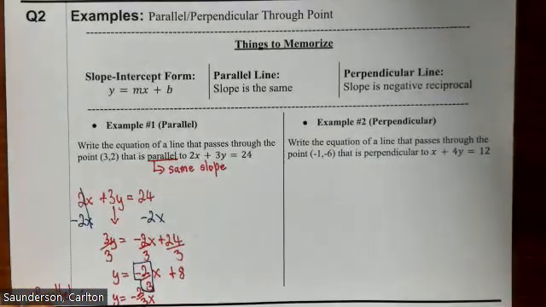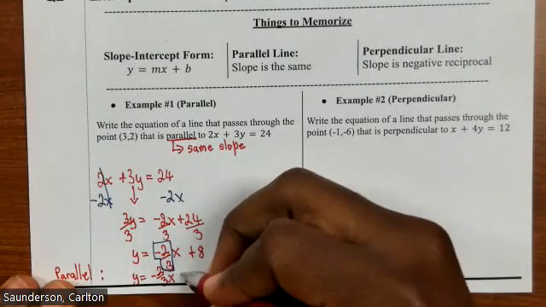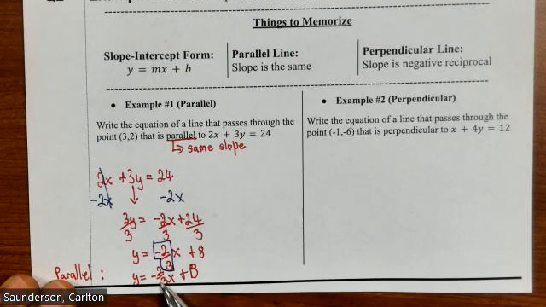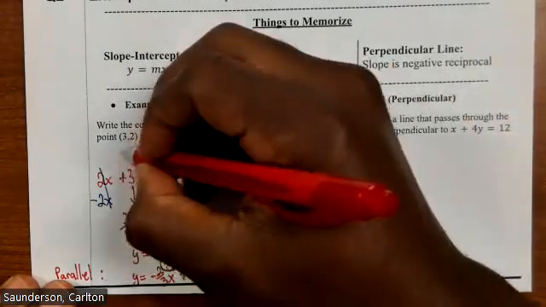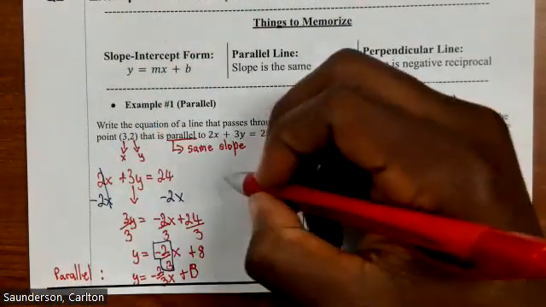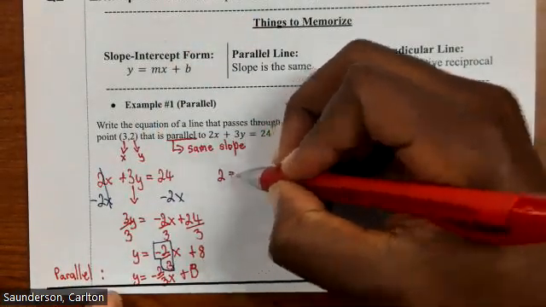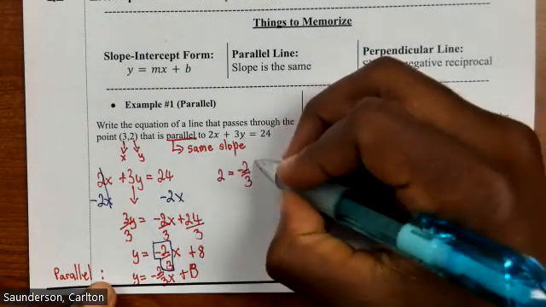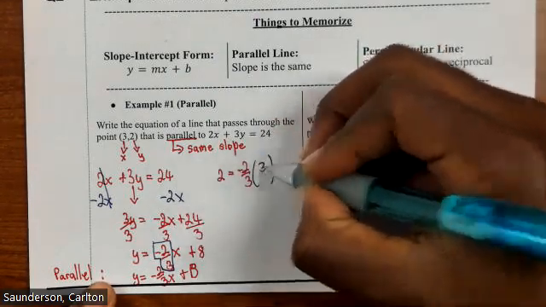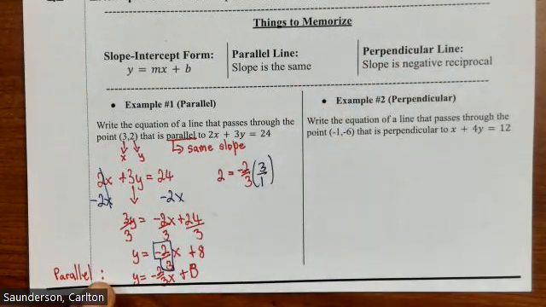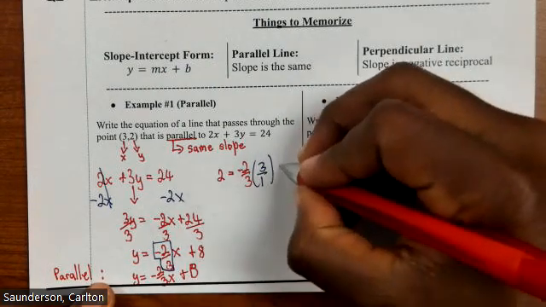So what we're going to do now is replace this 8 with the letter b, because I don't care what this number is. I just want to find what my new y-intercept is going to be. So I'm going to plug in 3 for my x and 2 for my y. I'm going to have 2 equals negative 2 over 3, and instead of x, I'm going to write parentheses 3. Because we're multiplying by a fraction, I'm going to write this as 3 over 1. And then I rewrite the b.